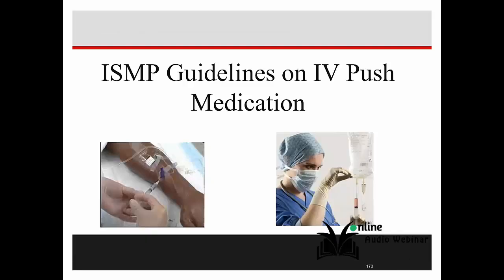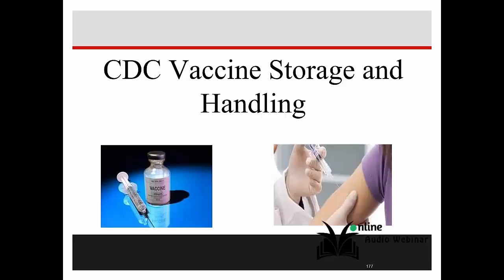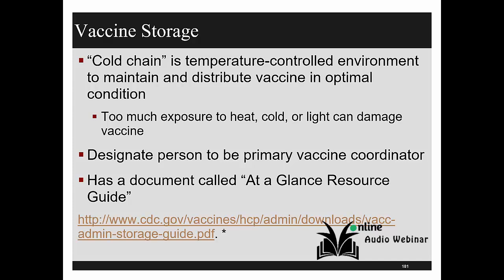Other issues address CMS and ISMP, the Institute for Safe Medication Practices. They talk about IV push medications. You shouldn't have to combine medicines into a single vial or a single syringe. CDC gave us vaccines. I've included all this because it all has to do with infection prevention. We talk about vaccine storage and handling. Cold chain is the temperature-controlled environment so that the vaccine stays at an optimal temperature.